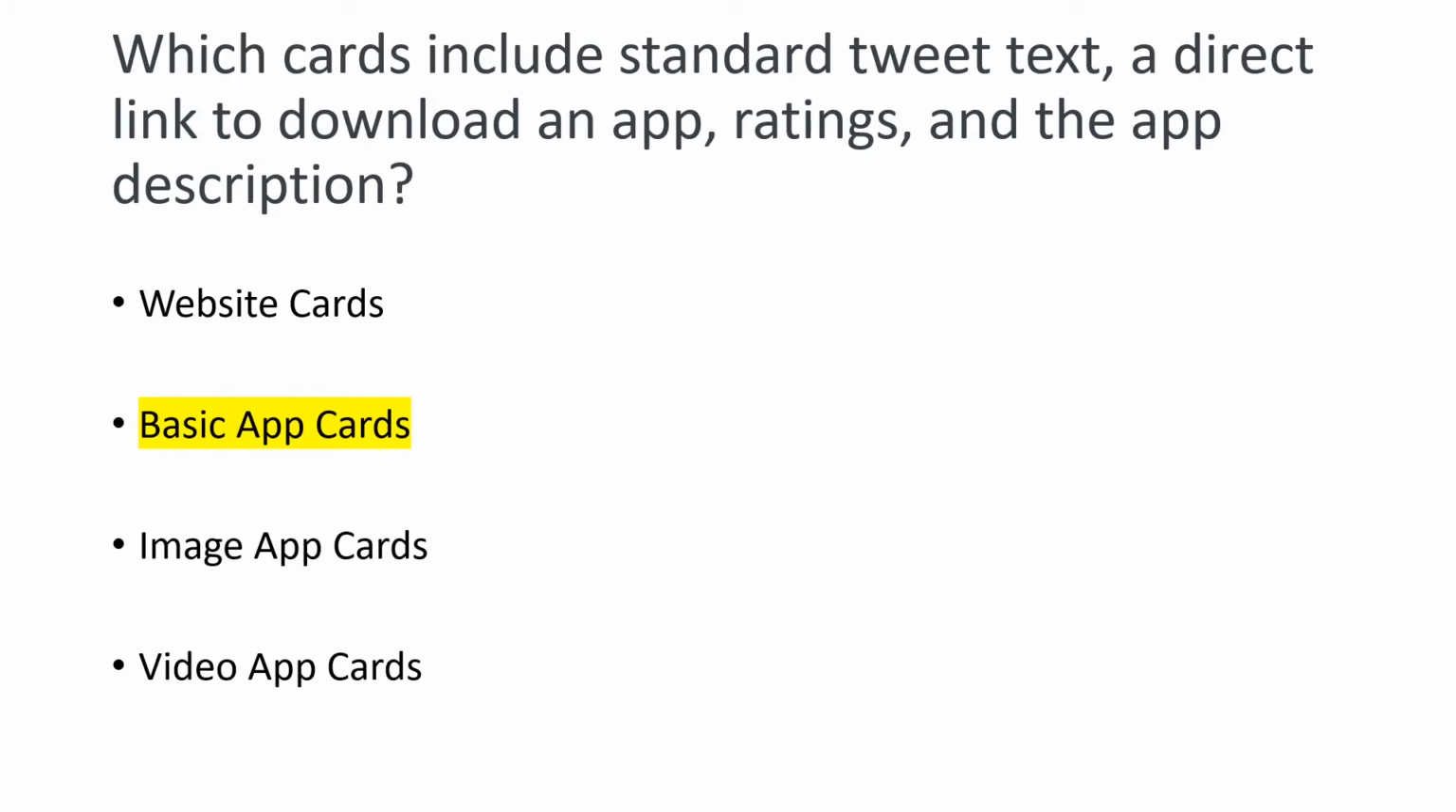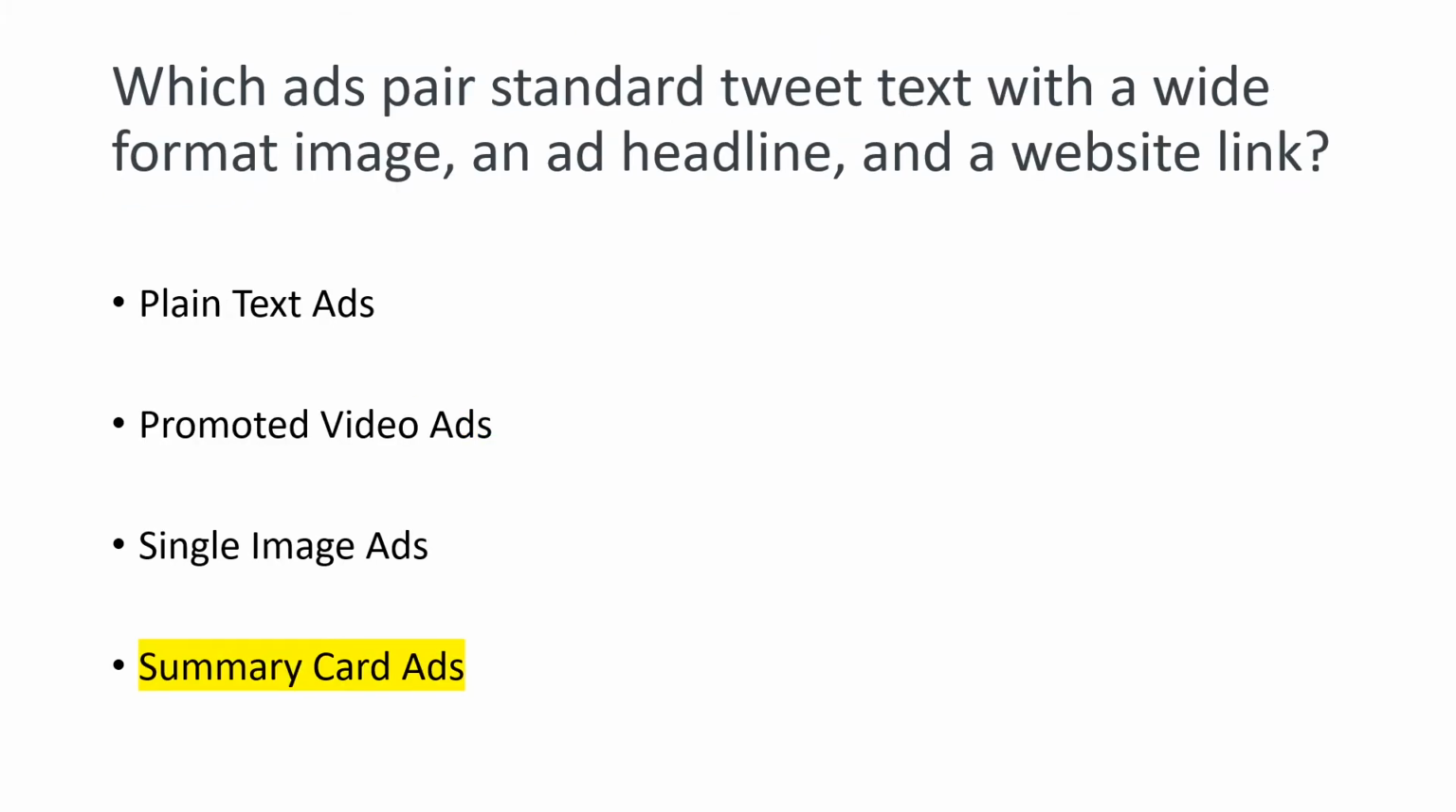Which cards include standard tweet text, a direct link to download an app, ratings, and the app description? Basic app cards. 121. Which ads pair standard tweet text with a wide format image, an ad headline, and a website link? Summary card ads.